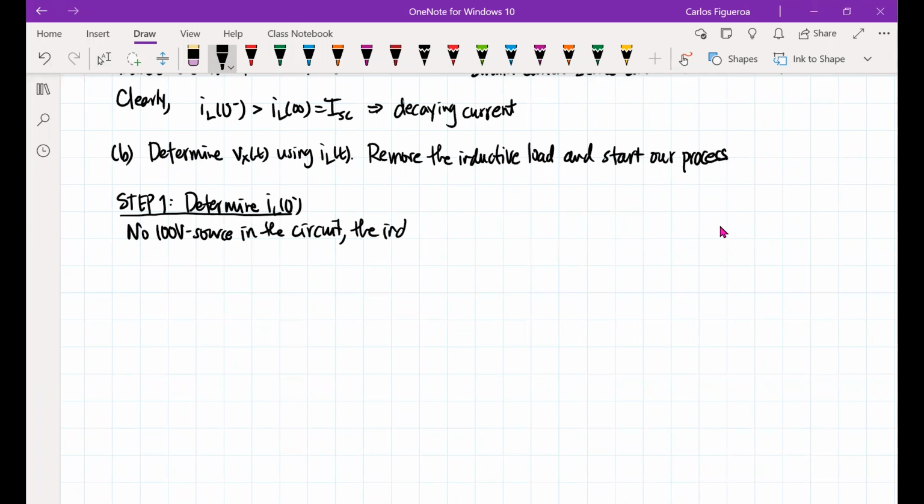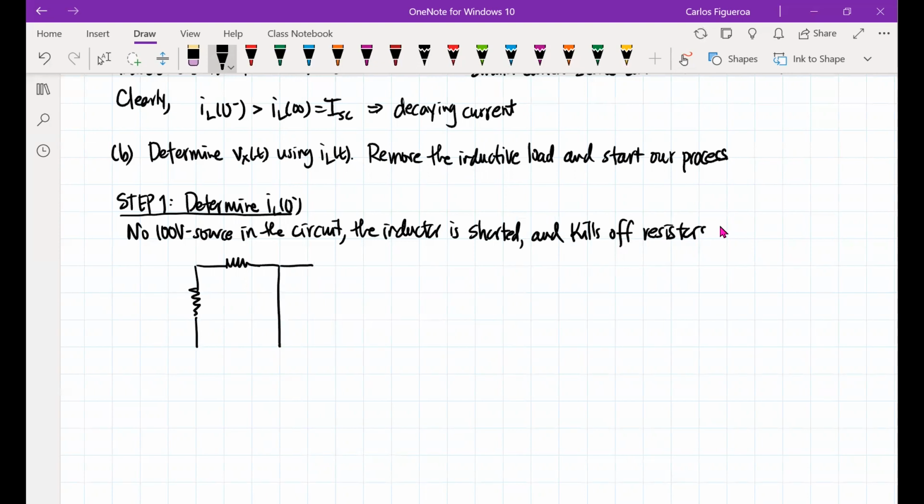The inductor is shorted and kills off resistors. So if I was to draw a picture, it would look something like this. I would have this resistor here, and I have my short right here, and then I have my source right here.